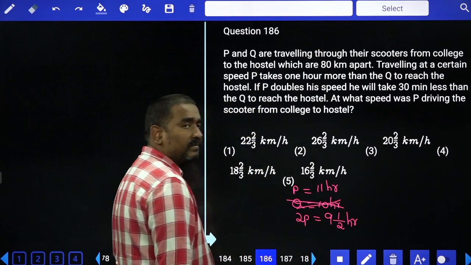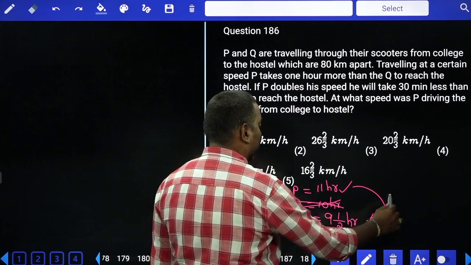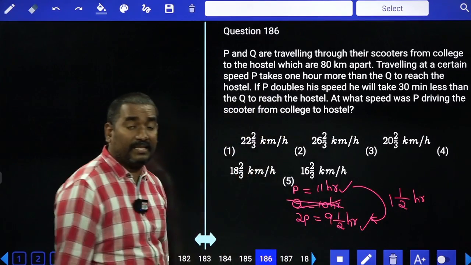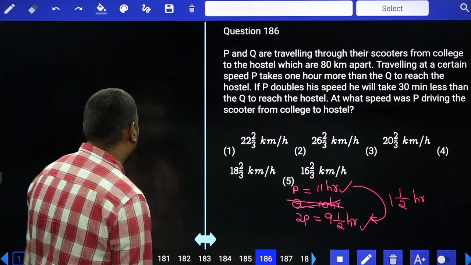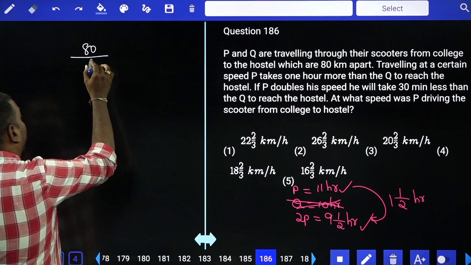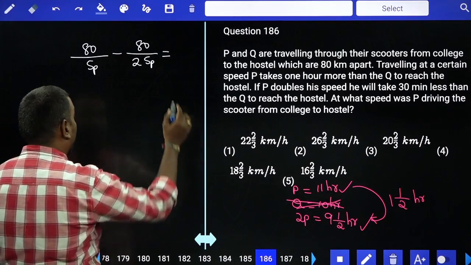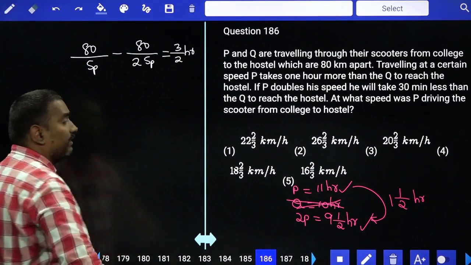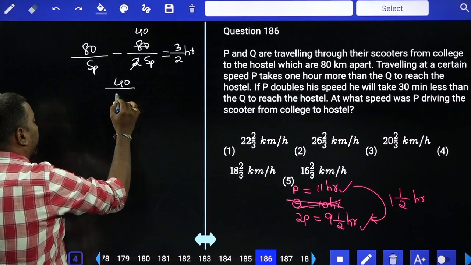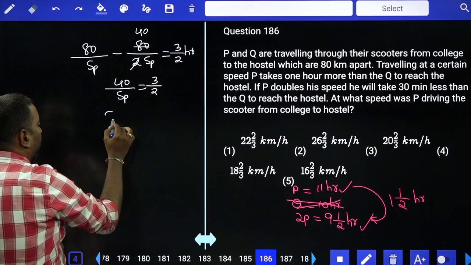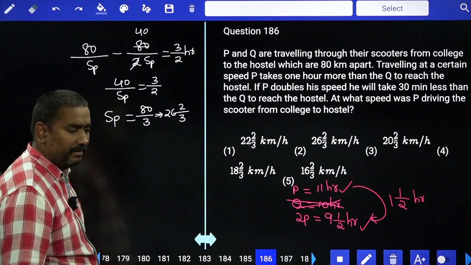Forget about Q. Consider only P. The difference between the time at normal speed and at double speed for P is 1.5 hours. 1.5 hours is the difference between the time taken by P to travel with normal speed and with double speed in covering a distance of 80 kilometers. The time difference between covering 80 kilometers at normal speed and covering the same 80 kilometers at double speed is 1.5 hours, that is 3/2 hours. From this we need to find the speed of P. 80 minus 40 means 40 divided by the speed of P is equal to 3/2. So the speed of P is nothing but 80/3, which is 26 2/3 kilometers per hour. That is our answer.